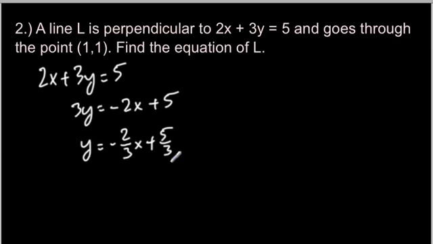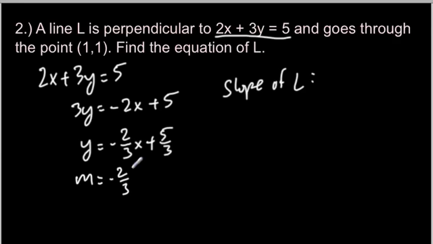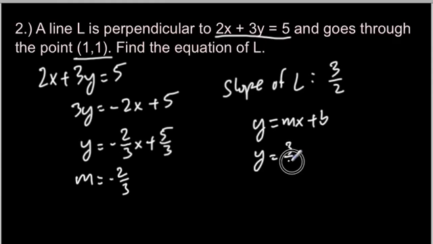So by doing that, this is the equation of some line, and L is perpendicular to this line. The slope of this line is negative 2 over 3, but the slope of L has to be the negative reciprocal. So the slope of L is 3 over 2. And we know that L goes through the point (1, 1). So we have the slope. So we have y equals mx plus b. So for L, y is equal to 3 over 2 x plus b.